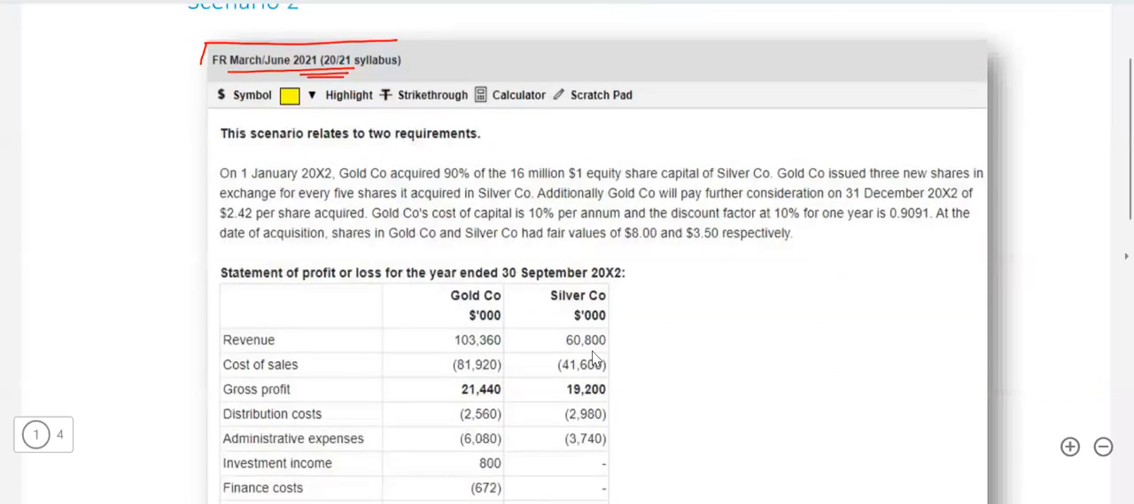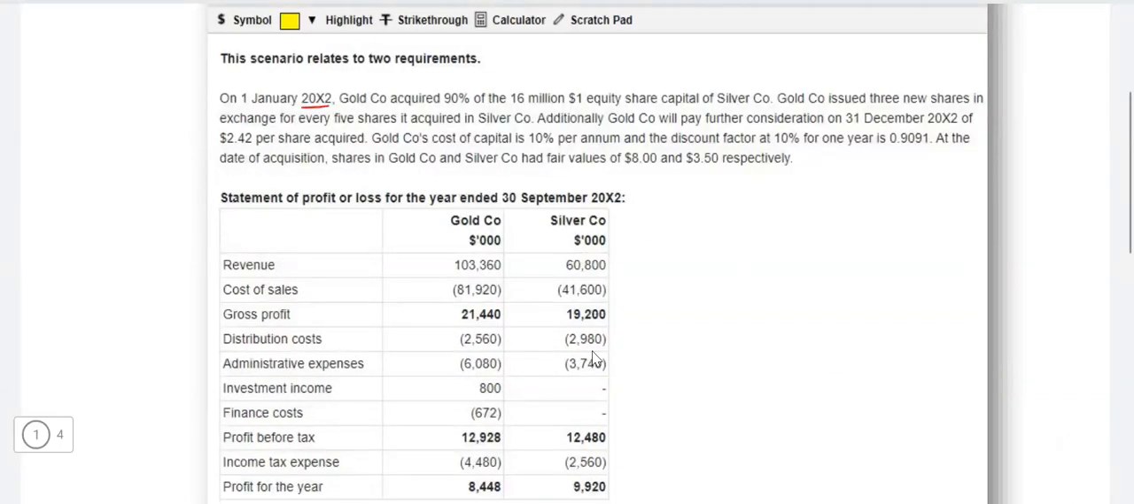The question starts from here. On 1st January 20x2, remember I said in the consolidation, you need to see the dates. The statement of profit or loss is being prepared to 30th September 20x2. A year ending on September starts on October, so 1st October 20x1 to 30th September 20x2. But it is not starting from October. It is starting from 1st January 20x2 to 30th September 20x2. So these are the 9 months. This is mid-year acquisition, and that means 9 by 12. So here the fraction is going to be 9 by 12.